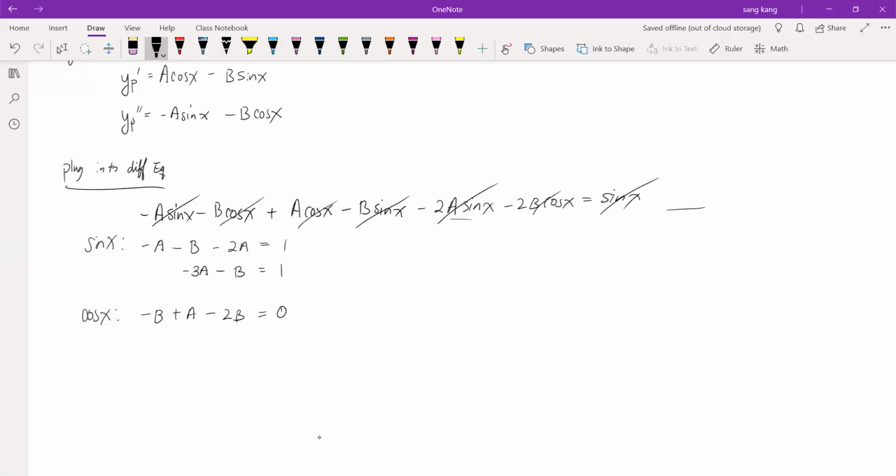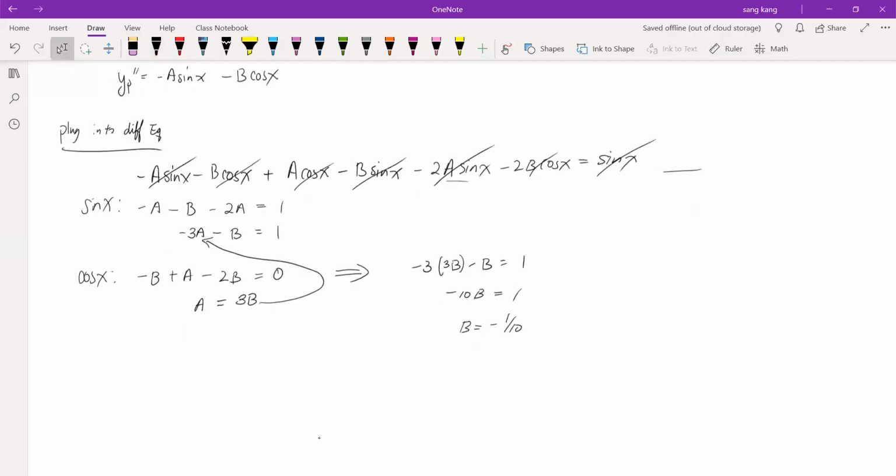So it looks like a is going to equal 3b, and then we can plug this in here. So minus 3 times 3b minus b equals 1. So minus 10b equals 1. B is negative 1/10, right? So we can figure out a from here. So a equals 3 times negative 1/10. So therefore, negative 3/10.